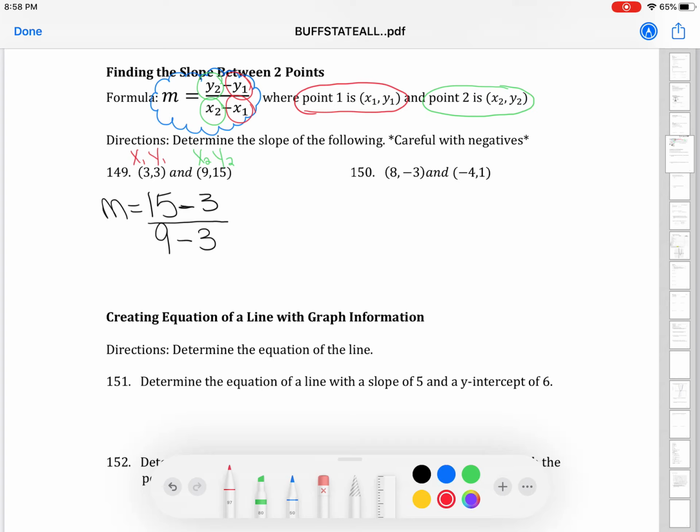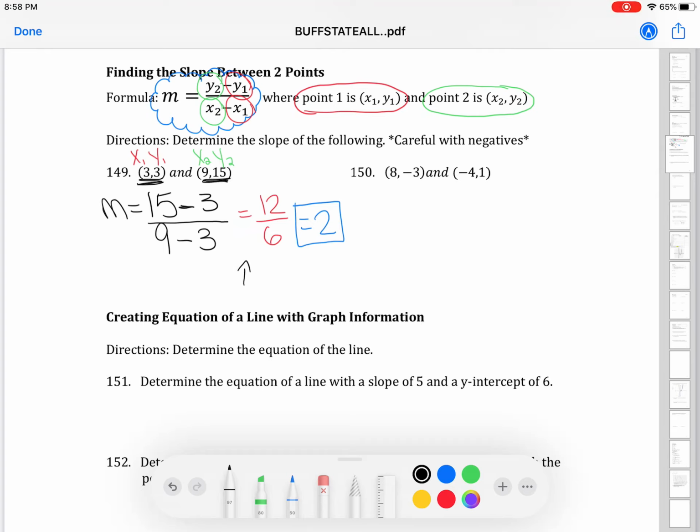Remember with PEMDAS, you have to simplify the top and the bottom first. So on top, I have 15 minus 3, which is 12. And on the bottom, I have 9 minus 3, which is 6. And now that I've simplified to this point, I can divide. 12 divided by 6 is just 2. So your slope for this first example between those 2 points is 2.